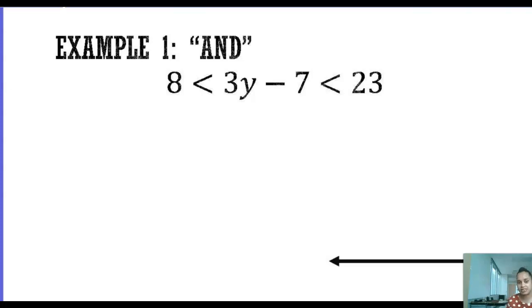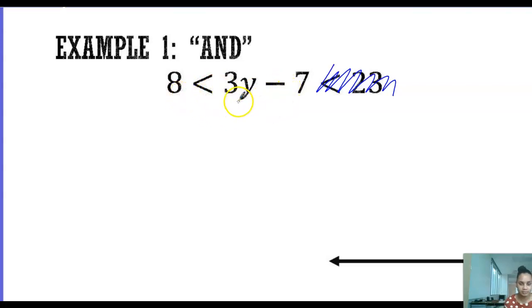I don't necessarily see the word and in the problem, but I noticed something kind of interesting. I have two inequality symbols, and I also have this middle section. Imagine if this 23 were not here. Imagine that wasn't there for now. How would I solve this?